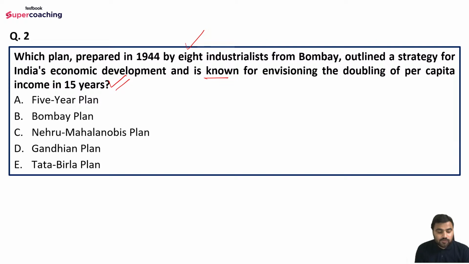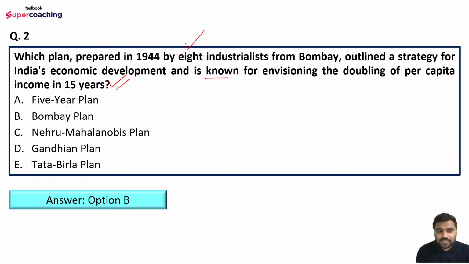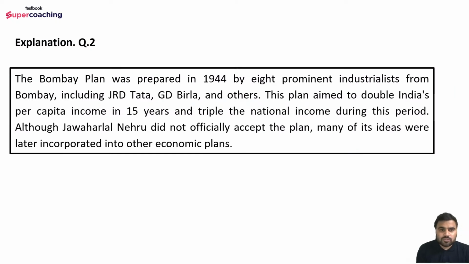So which of the following plans was focusing on the doubling of per capita income in 15 years, which was prepared in 1944? So the right answer would be option number B, that is Bombay plan, right? And this is a part of economic history of India, a very important topic. तो ये आपके लिए बहुत important topic है that you have to prepare. So here you can read as well.